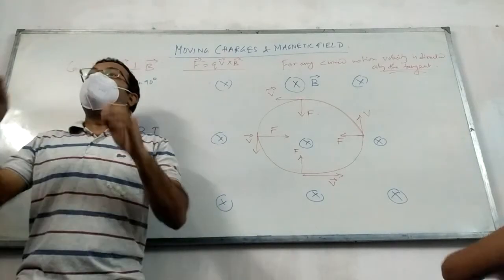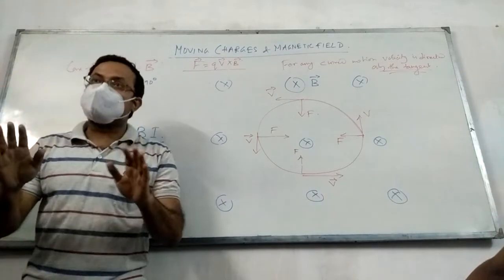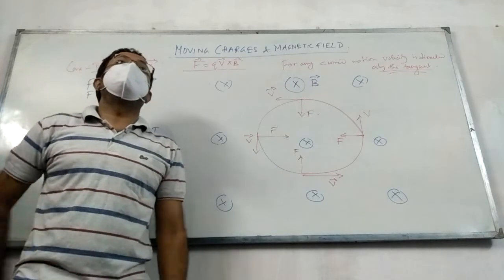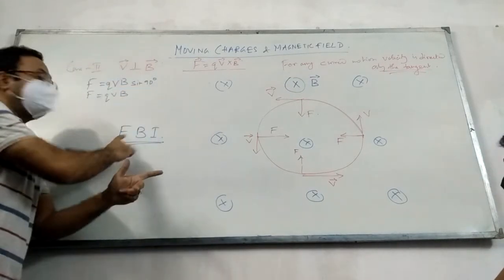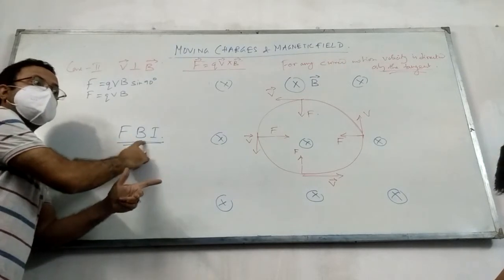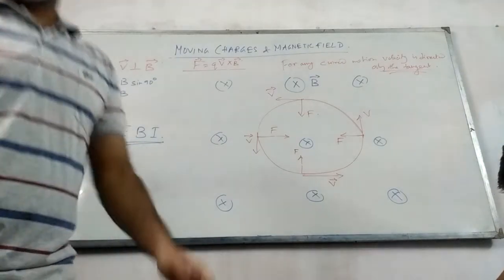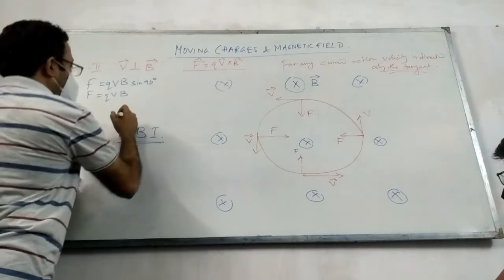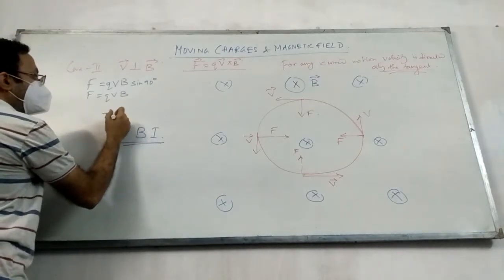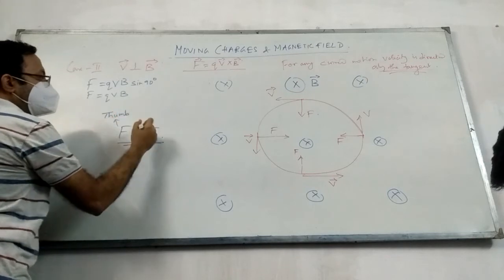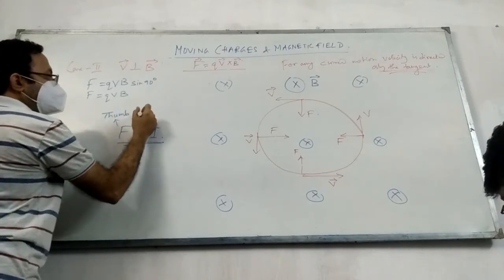Right? So it works all the time. You have to practice doing this. You have to remember that this is FBI. F denotes the force given by the thumb. B denotes the magnetic field given by the first finger.